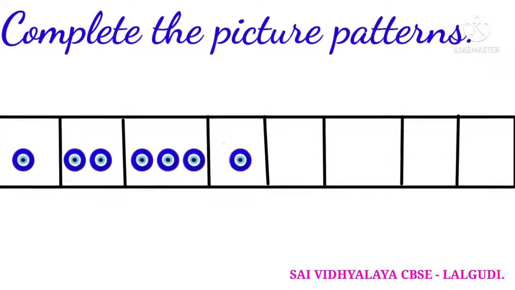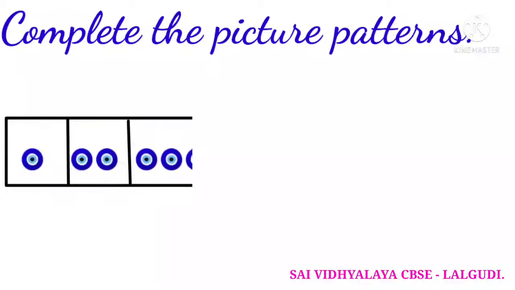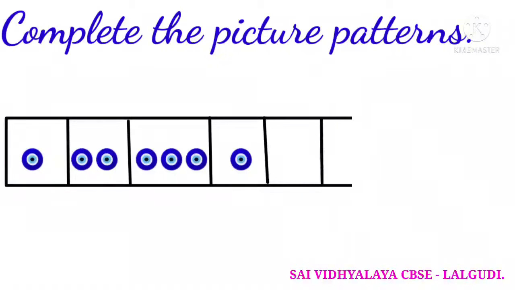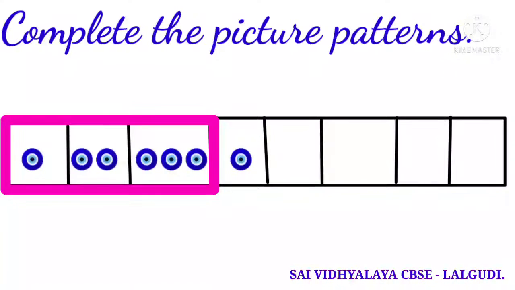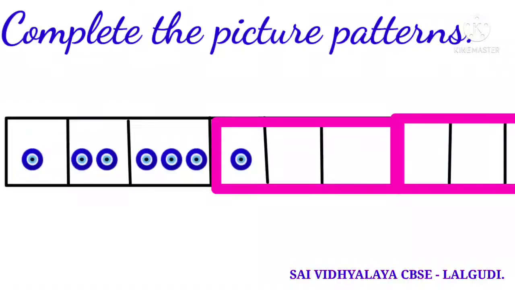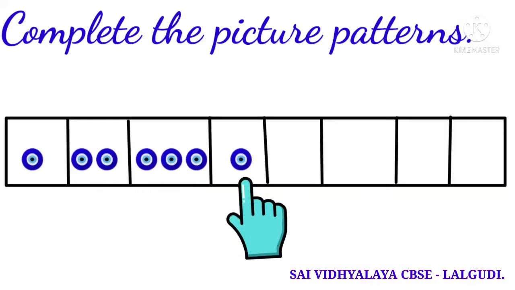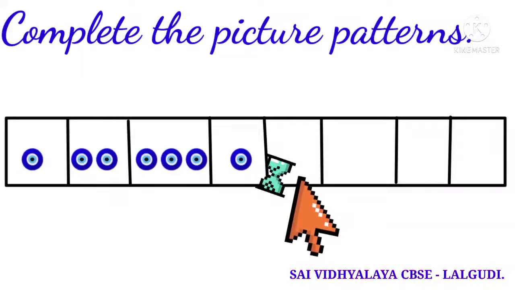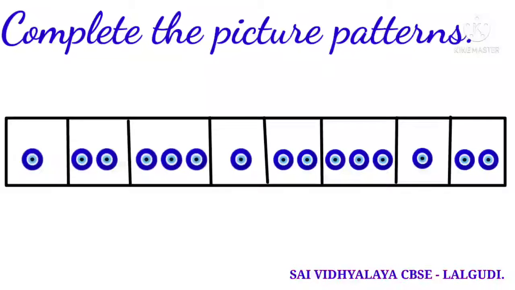Next, move on to the second question. Here we have 1 bead, 2 beads, 3 beads, again 1 bead. Next we have to complete these blank spaces. Here the core part of the pattern is 1 bead, 2 beads, 3 beads. So we have to repeat this part again and again to complete this pattern. So next we have to draw 2 beads. Next 3 beads. Next draw 1 bead and then 2 beads.